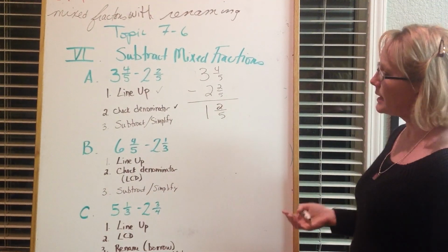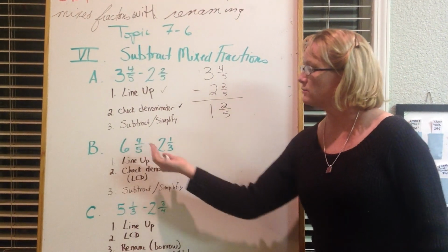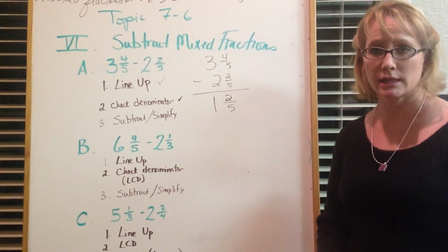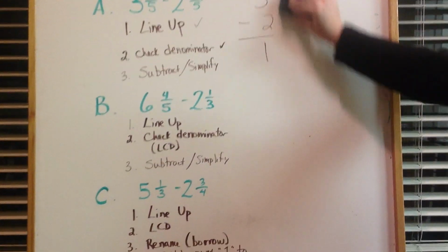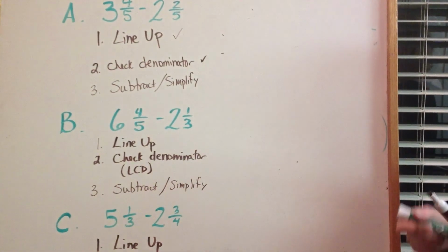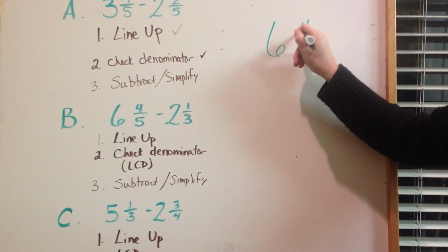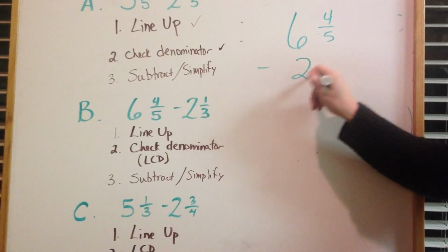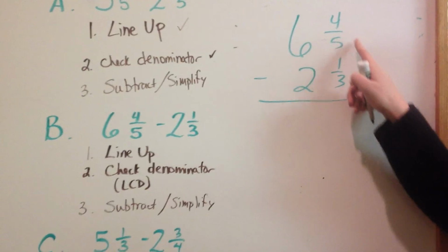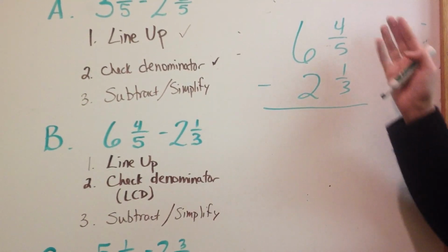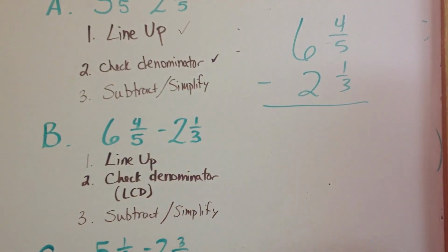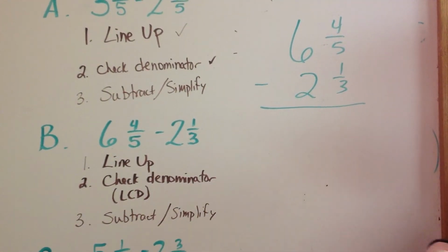Okay? The next one we're going to try is 6 4/5 minus 2 1/3. This one is different because the denominators are not the same. I'm going to erase this so we have plenty of room. But our first step again is to line up our fractions. 6 4/5 minus 2 1/3. Now we need to check our denominator. We have a 5 and a 3. They're not the same, so we need to change them so that they are the same using the least common denominator.